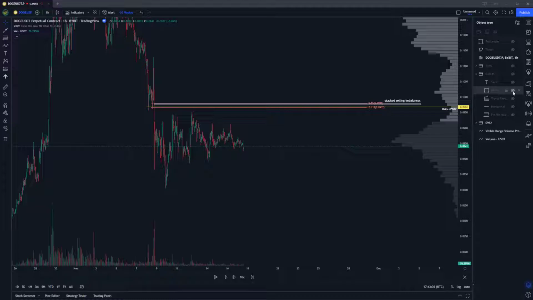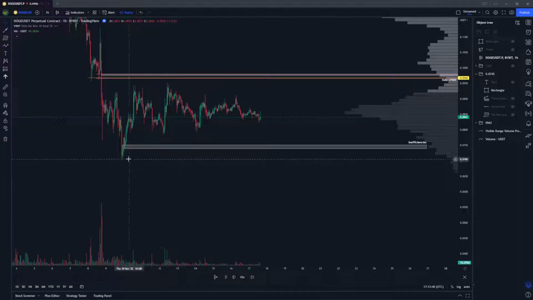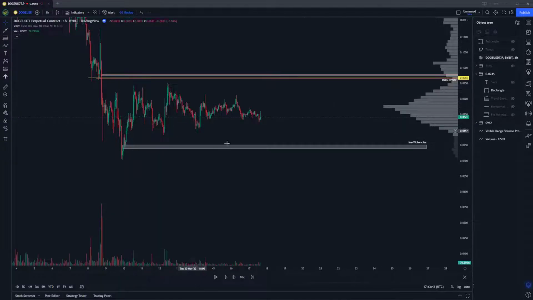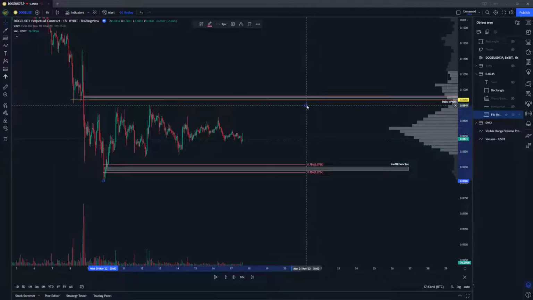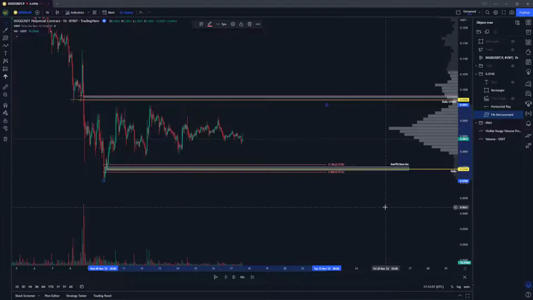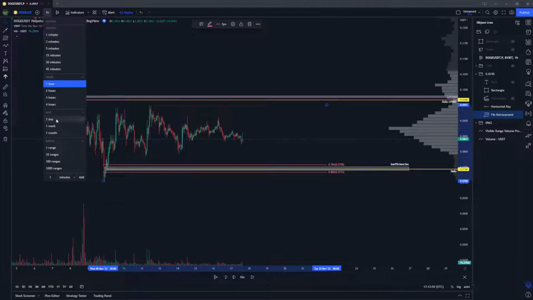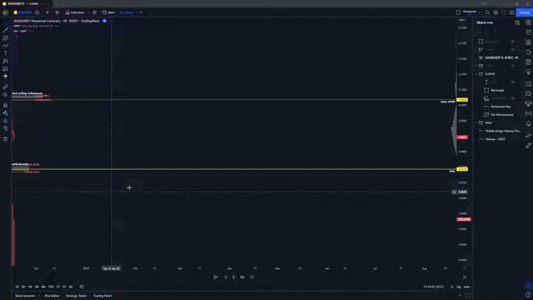Additionally, there are also inefficiencies after this low was put in and on the move up. So I took a fib from this low to the range high, and you can see that there's an 886 and a 786 right around those inefficiencies. Additionally, you have a daily level, and I'll move to the daily time frame to show you how that's pulled.